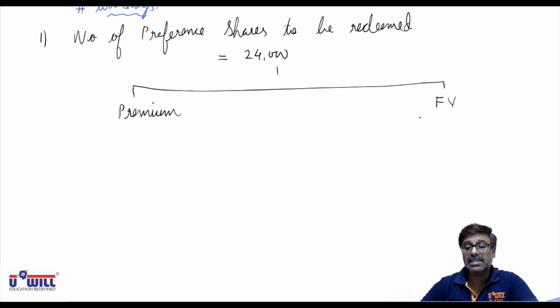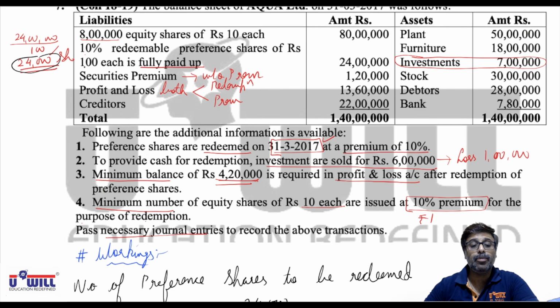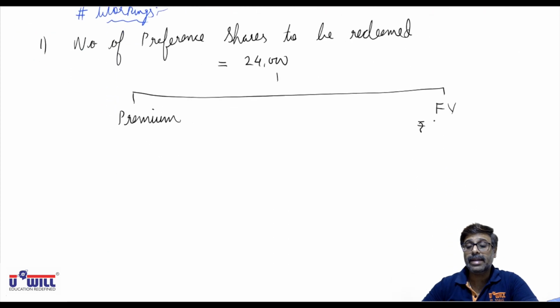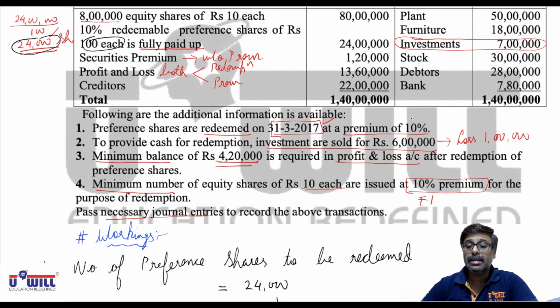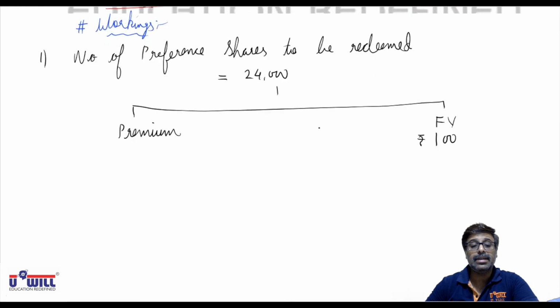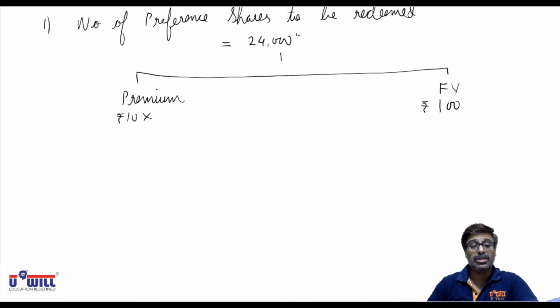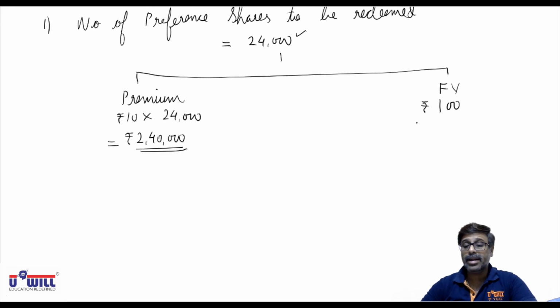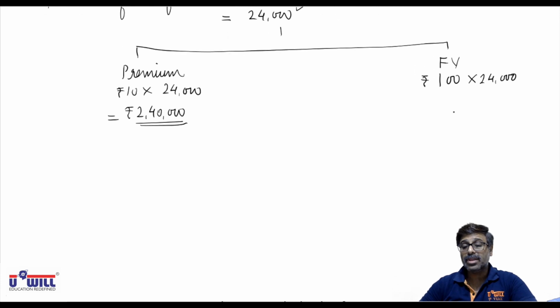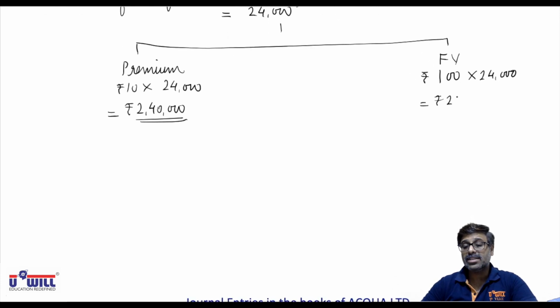First we will write the face value. Face value is 100 rupees each, and then we will write premium adjustment 1. They are to be redeemed at a premium of 10%. So 100's 10% premium is 10, multiplied by 24,000 preference shares to be redeemed. So 10 into 24,000, 2,40,000 is the amount of premium to be written off, and 100 into 24,000, 24 lakhs of face value of preference shares is to be redeemed.